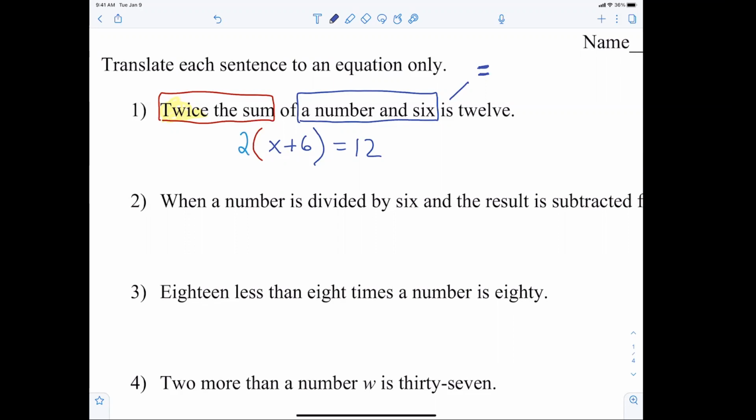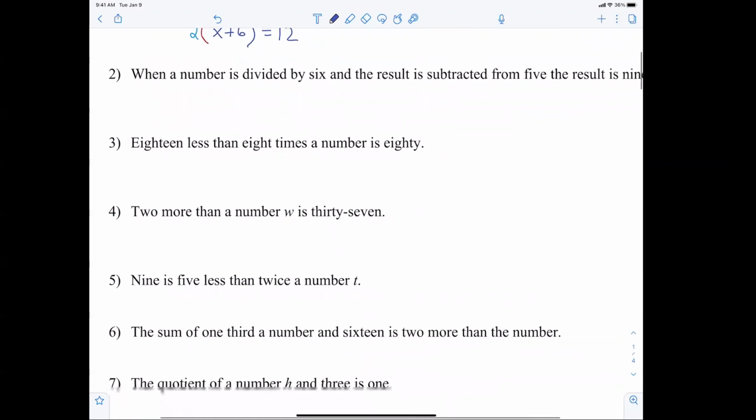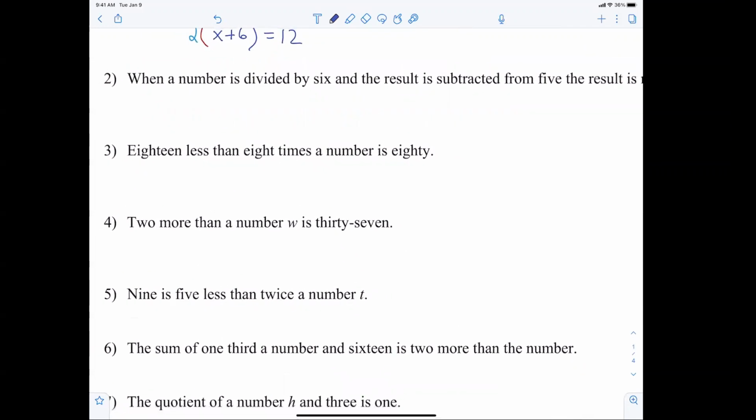So we're doing some key words here. Now we're on number 2. When a number is divided by 6, how do I write when a number is divided by 6? KK, what do I do? Come on, just try. It's okay. X divided by 6. Yes. Now, how do you write x divided by 6, though? We don't write the division symbol anymore. We always write it as a what? As a fraction.